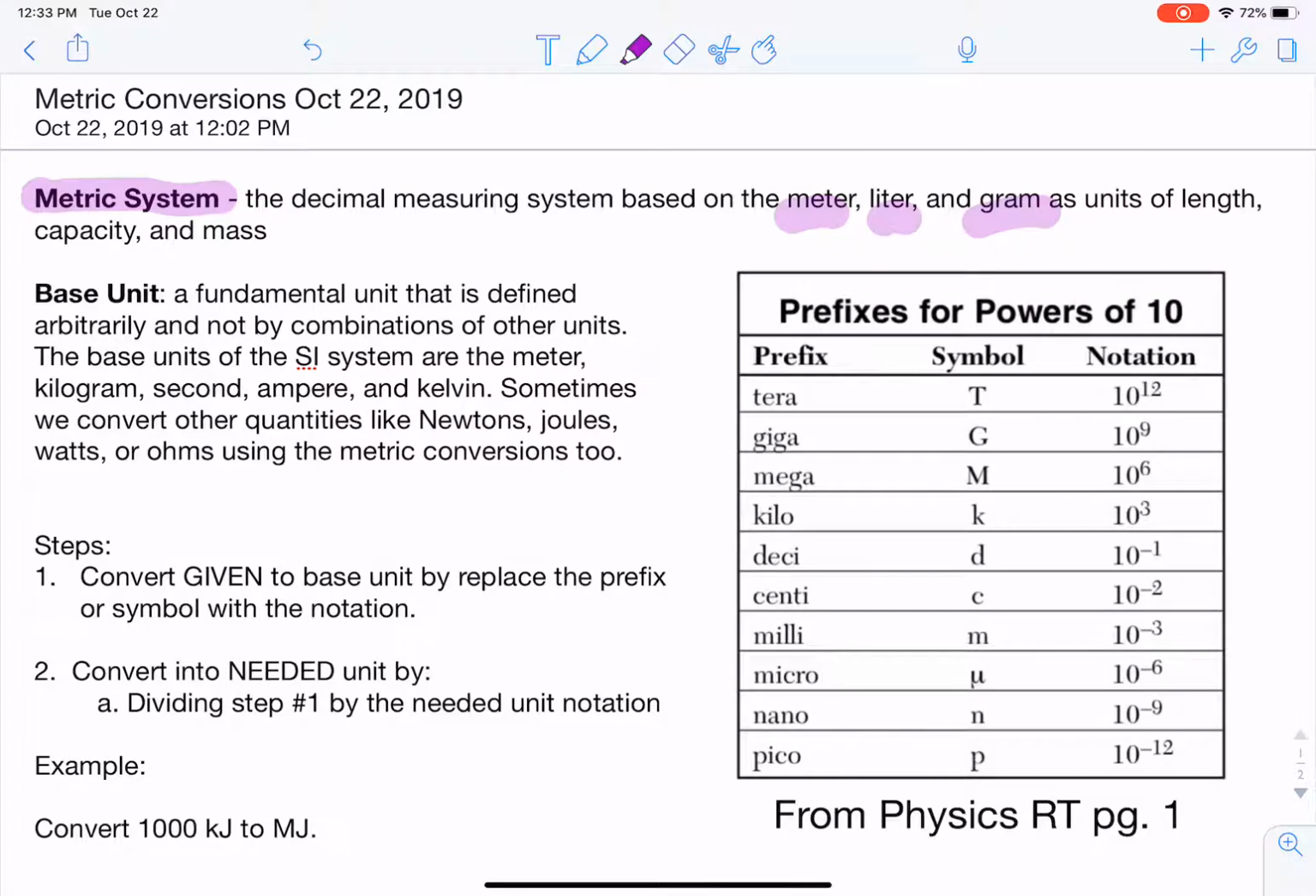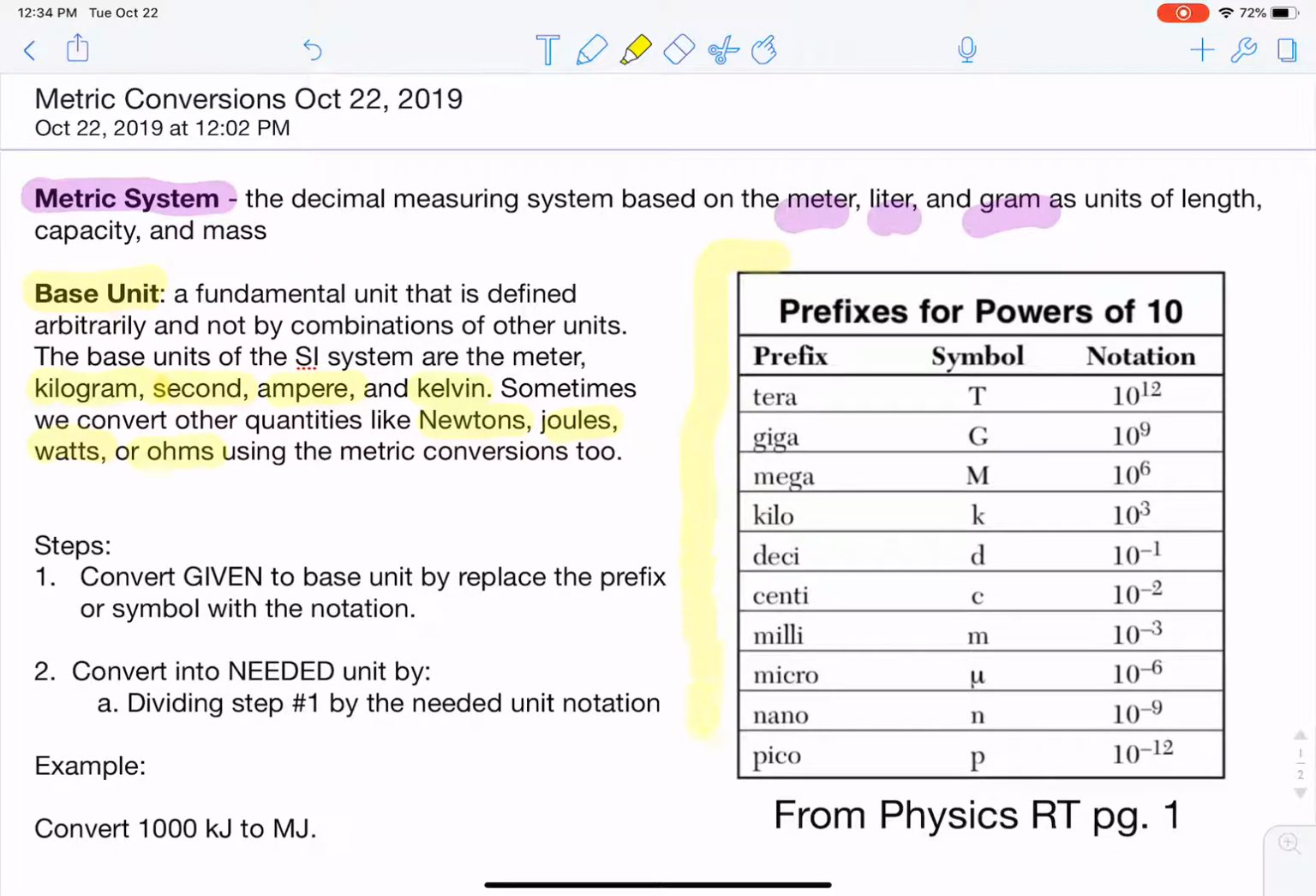So let's talk about what a base unit is. A base unit is a fundamental unit that is defined arbitrarily and not by combinations of other units. In the SI system, the scientific metric system, meter, gram, second, ampere, Kelvin, those are the base units. But we can also use this method to convert other quantities like newtons, joules, watts, or ohms. And don't worry if you don't know what a joule is yet, or a watt, or an ohm, because the process is still going to be the same.